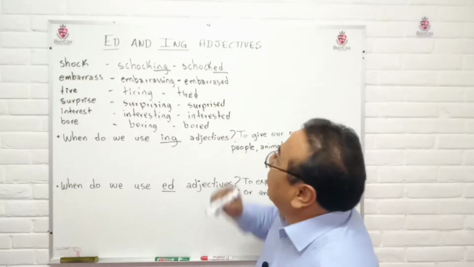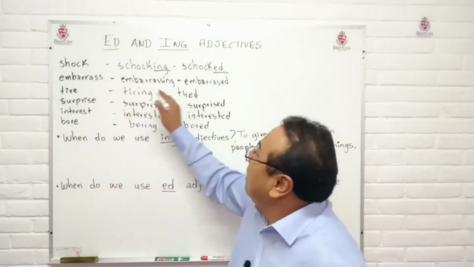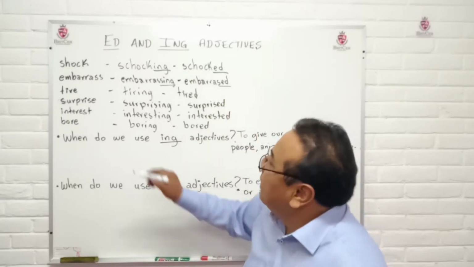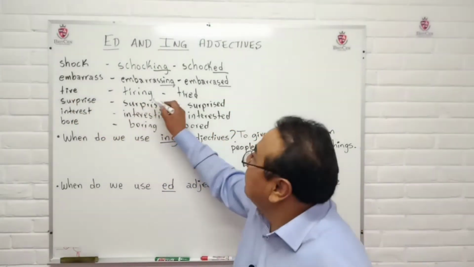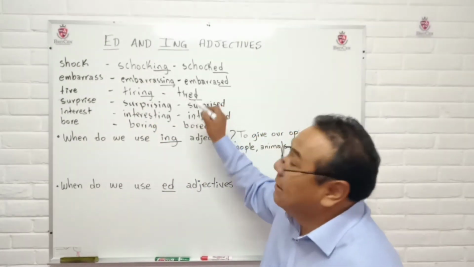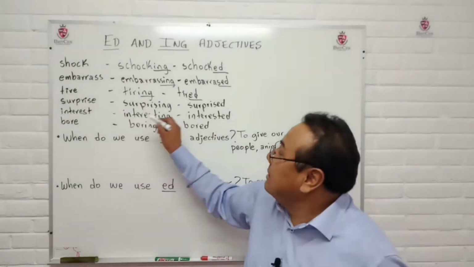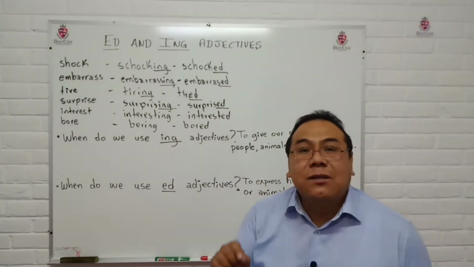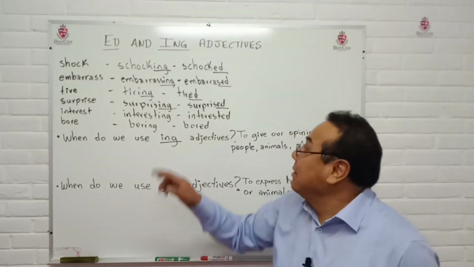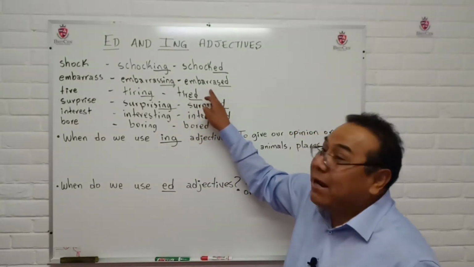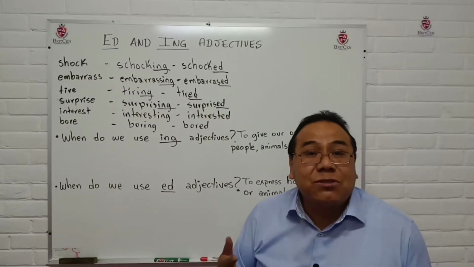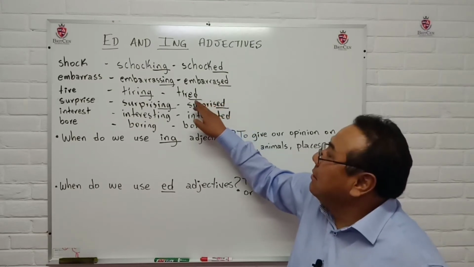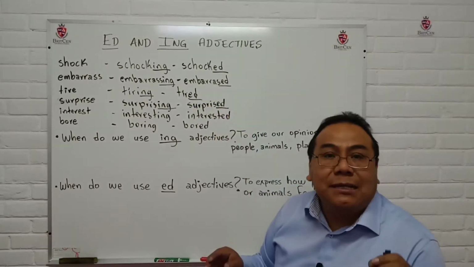Shocking or shocked. Embarrassed, embarrassing, or embarrassed. Tired, this is the verb, tiring or tired. Surprise, surprising, surprised. Important, do not say surprised, tired, embarrassed, or shocked. That sounds horrible. It's shocked, embarrassed, tired, surprised with a T sound.